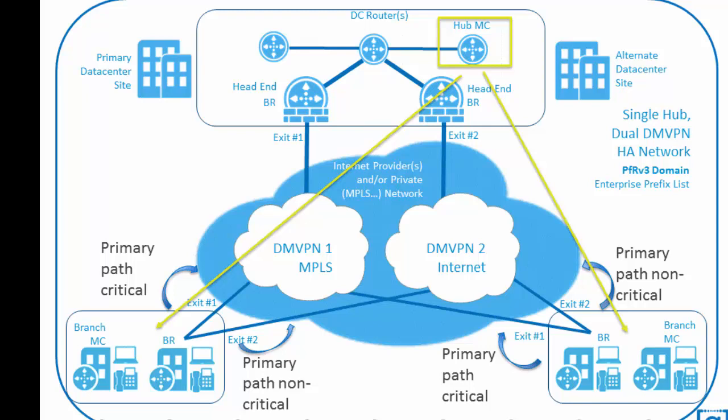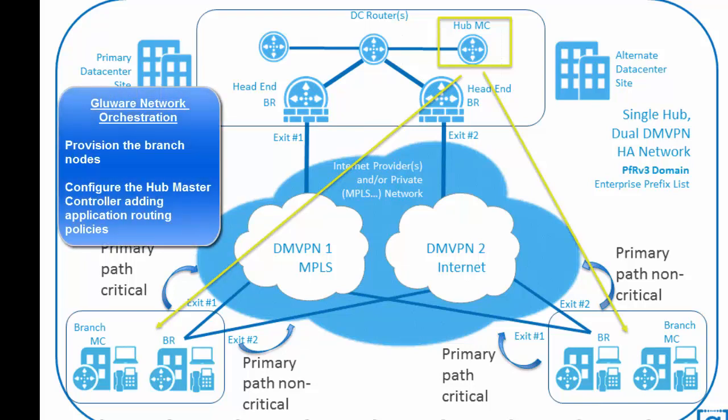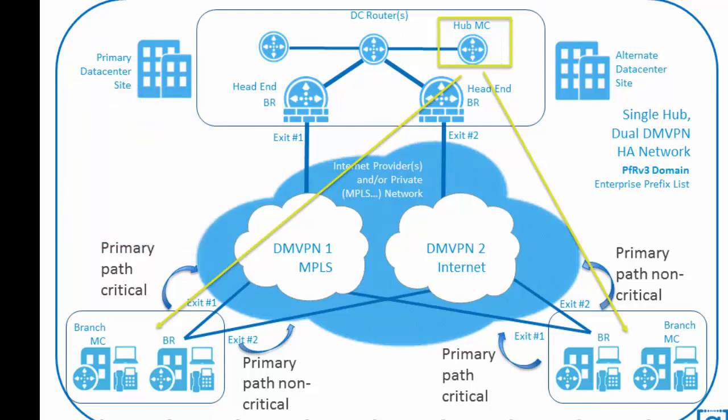iWAN architecture leverages DMVPN tunneling for connectivity. The iWAN architecture uses performance routing, or PFRv3, for application routing policy. This is implemented via configuration on a node called the Hub Master Controller, which pushes the policy to all the branches. This demonstration will showcase the orchestration platform performing an initial provisioning of the branch nodes, then continuing to show an update of the policy on the Hub Master Controller to add a policy for Office 365 and Facebook to the existing policy on the network.